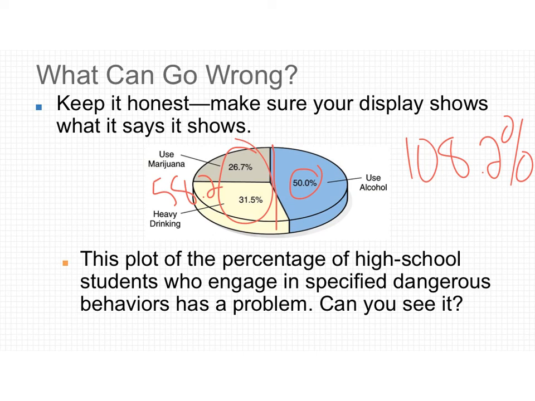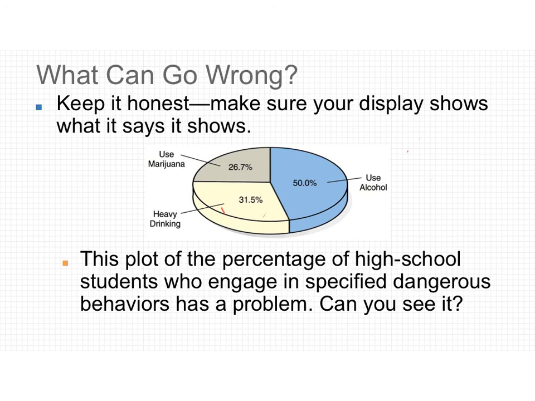That brings us to the next issue. If you look at what the categories are, we have marijuana use, we have heavy drinking, and then we have use of alcohol. Well, there is an overlap between those two. If you're a heavy drinker, you have to use alcohol to be a heavy drinker. So that's where that issue comes into play as well. I'll answer more questions on this in class if you guys have any. We'll have some practice problems in class and homework to go along with this as well.